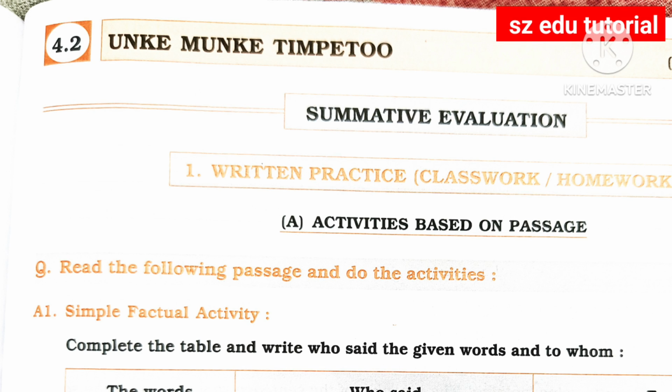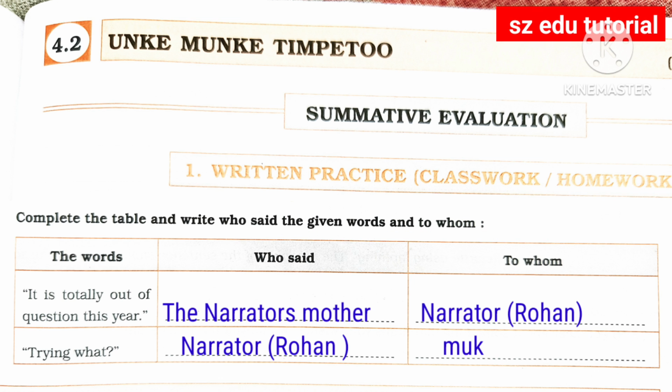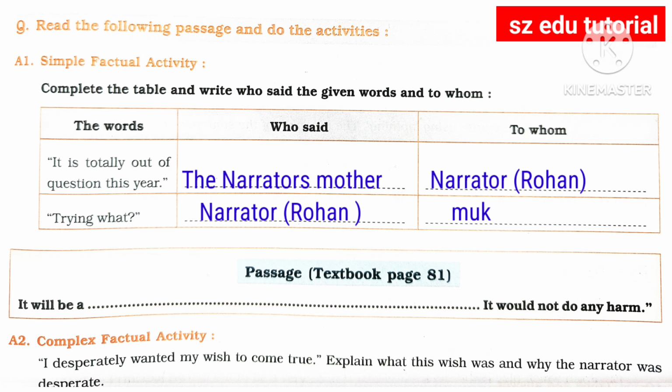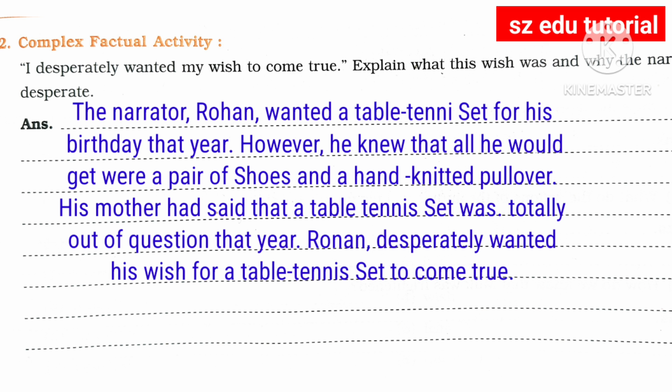In this video, I have written 7th Standard English Chapter 4.2 Workbook Solution. First question है activities based on question number 1. Complete the table and write who said the given word and to whom. First का आंसर है narrator. Narrator's mother to Rohan. Next, narrator to Mock.